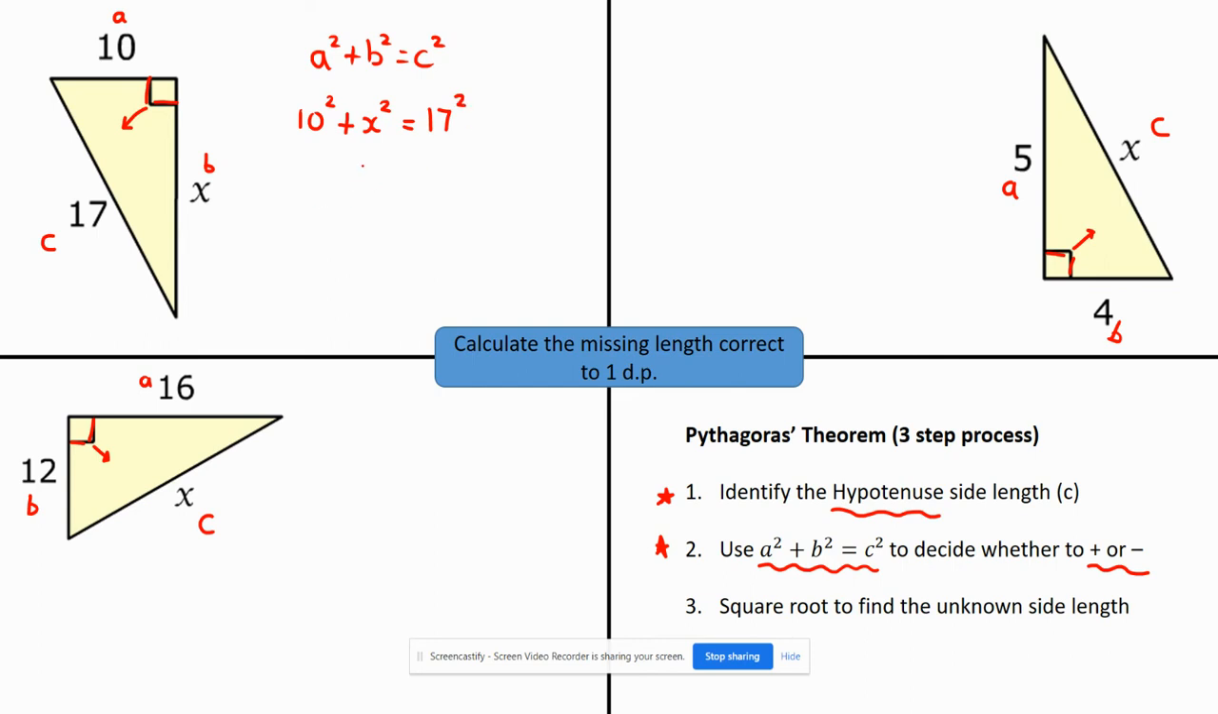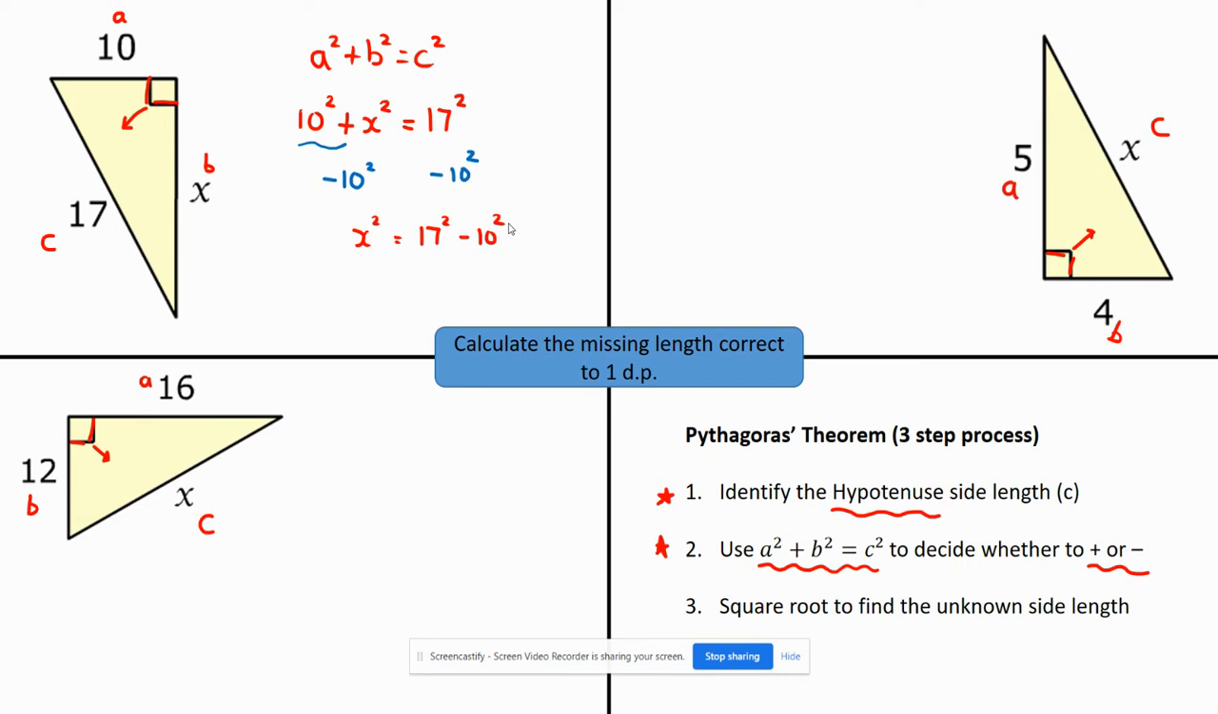So you should be thinking to yourself, how can I work out the value of x in that equation? Well, at the moment, x is having this 10 added onto it. We want to undo that process. So in this case, you want to subtract 10 squared from both sides of the equal sign. The reason we do that, that would then leave x squared equal to 17 squared minus 10 squared. Okay, so that then is step two, deciding whether to add or subtract.